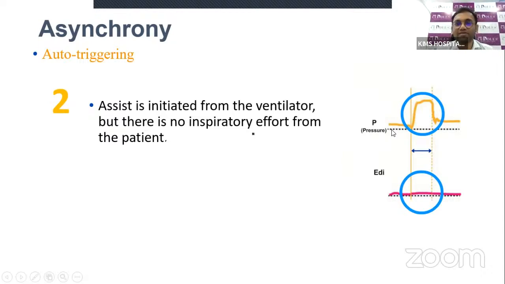This usually happens because of auto triggering. Auto triggering can happen because of certain leaks, or because of a certain amount of condensation in the flow sensor, which falsely triggers your ventilator to provide a breath. That can lead to overventilation, and then hypocapnia may develop.